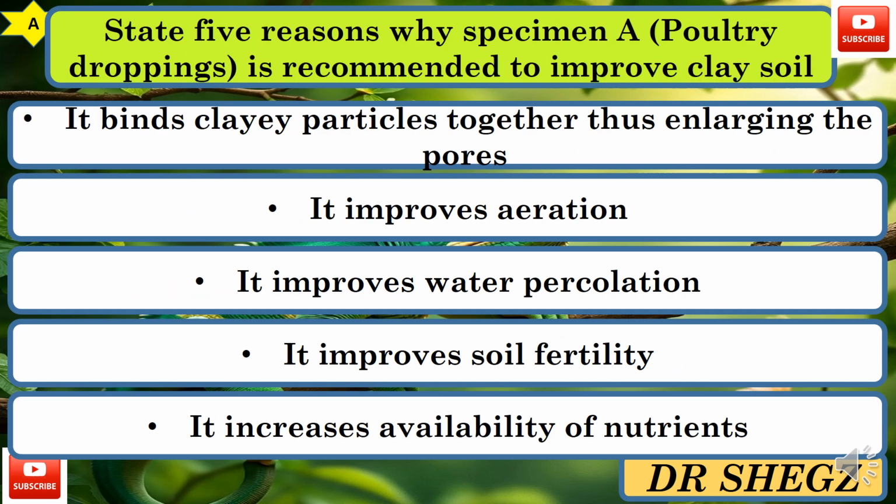State 5 reasons why specimen A is recommended to improve clay soil. This is one of the past questions, and of course it binds clay particles together, thus enlarging the pores, improves aeration, improves water percolation, improves soil fertility, and of course increases the nutrients that are available in the soil as well. So these are the reasons why it is very, very important in improving clay soil.